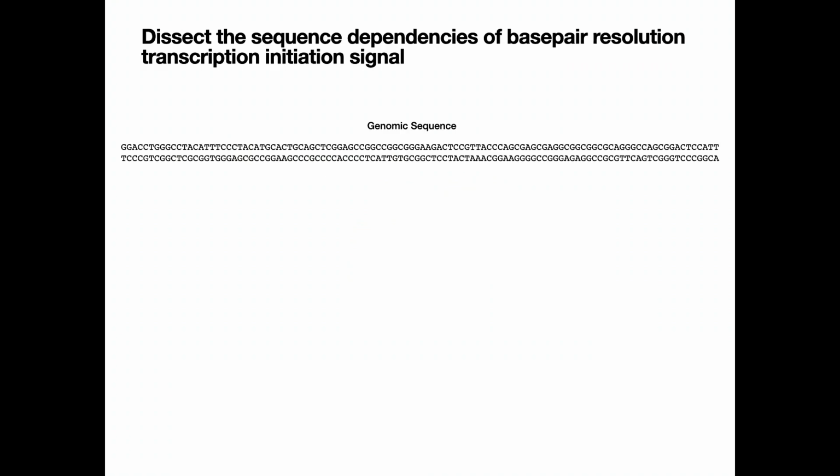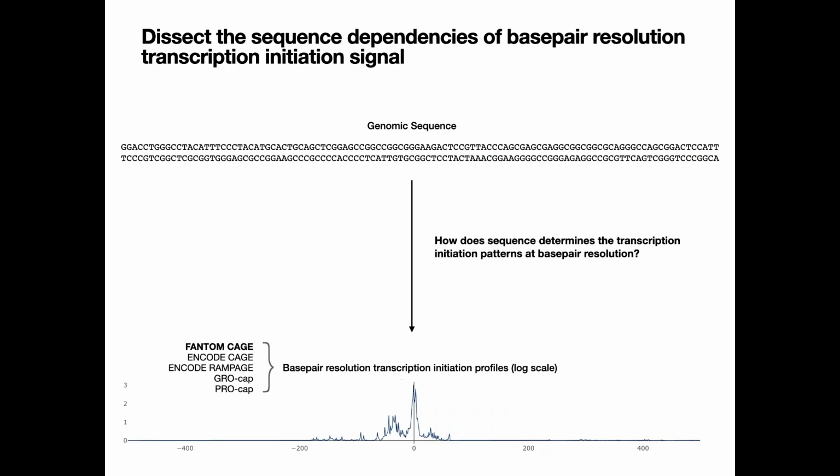To tackle this question, we first formulate it as a machine learning problem. We want to build a model that can start from the genomic sequence and predict the transcription initiation activities at base pair resolution. This is one example of transcription initiation site measurement by FANTOM CAGE. Those measurements give you the precise 5' end of the transcript, so you can count how many transcript start sites are detected at each base pair position. You plot that on the axis of genomic positions, and you can obtain a plot like this.